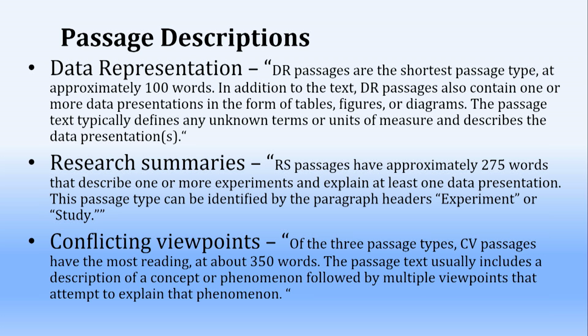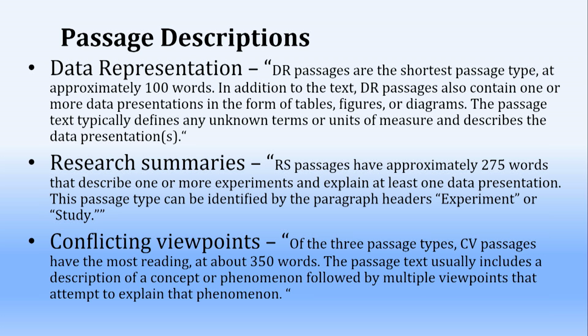In addition to the text, data representation passages also contain 1 or more data presentations in the form of tables, figures, or diagrams. The passage text typically defines any unknown terms or units of measure and describes the data presentations. So like I said, you'll either get a table or a graph or a figure, and then a brief summary of it in a form of a paragraph or 2. But that paragraph tends to be very short at only 100 words. Okay, and you get 2 of the data representations per ACT.